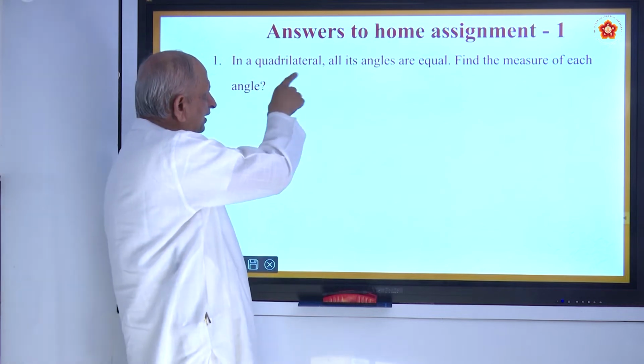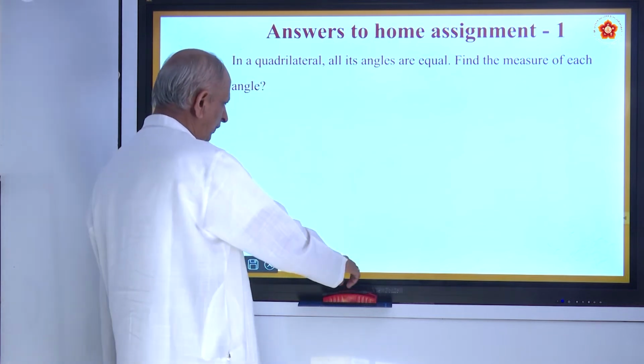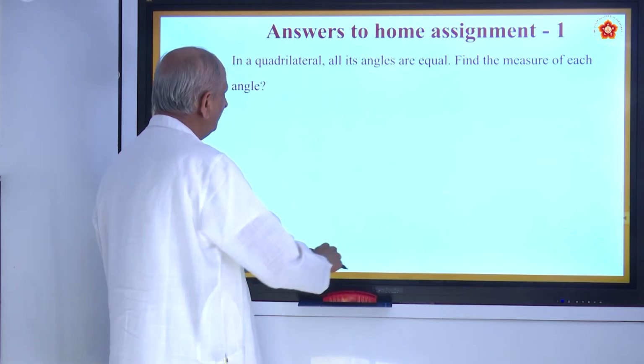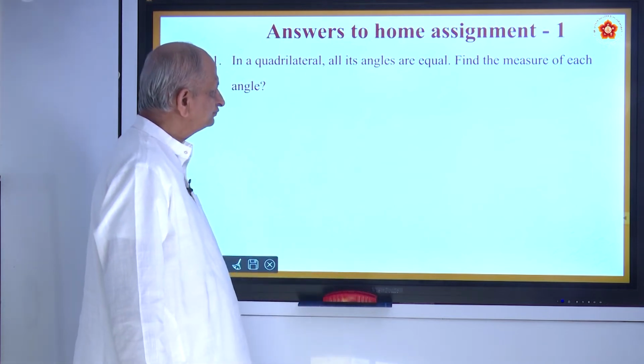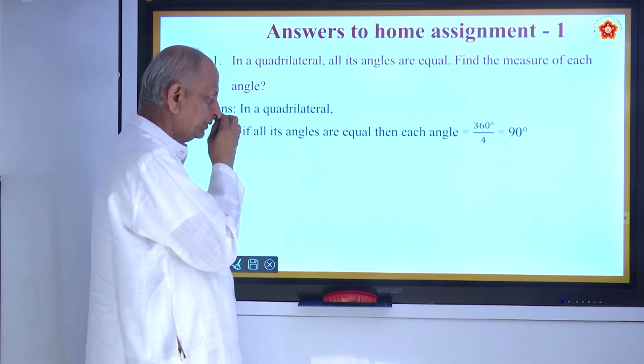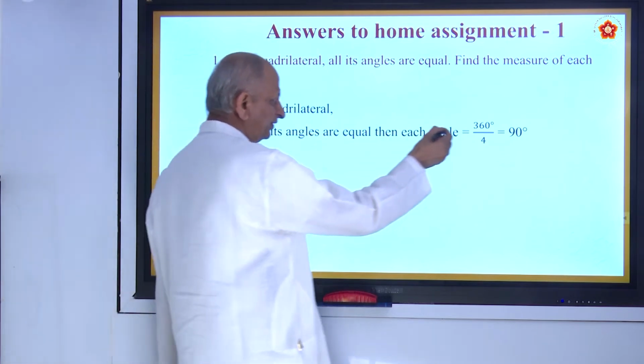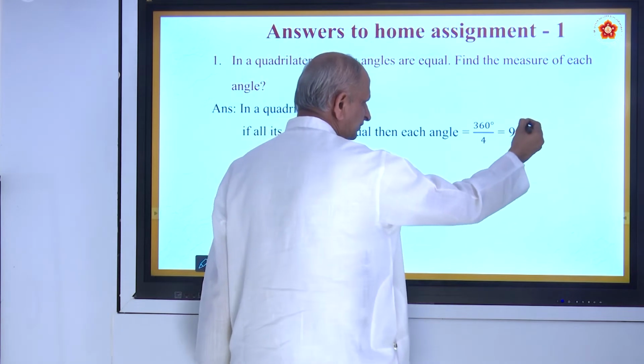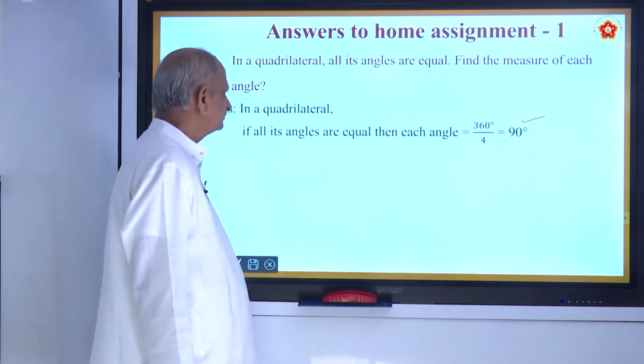In a quadrilateral, all its angles are equal. Find the measure of each angle. So what is the sum of all the angles? The sum of all the angles is 360. Each angle becomes 90 degrees.